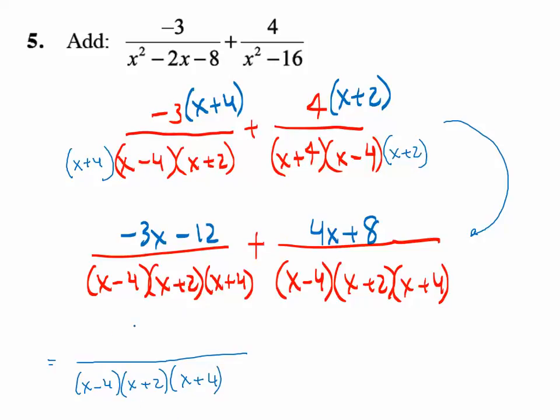Negative 3x plus 4x makes x. And let's see what this is. Negative 12 and 8. Hey, got something here. I have a common factor that's both on top and bottom right here. So does it always happen? No. Does it sometimes happen? Yes. So we have to get rid of this guy and this guy. Those are common terms. So how about a final answer? 1 is on top, and we'll have ourselves x plus 2 multiplying x plus 4.